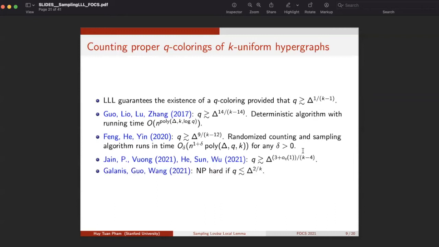Okay, in fact, Galanis, Guo, and Wang also proved that it is NP-hard to approximately count if q is smaller than delta to the 2 over k. So these two bounds are now only off by this factor of 3 and 2.